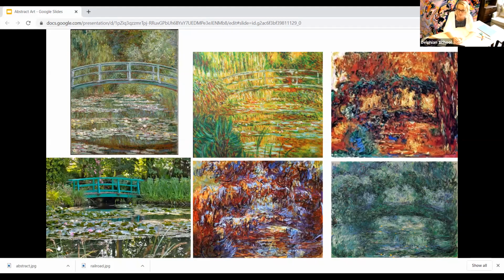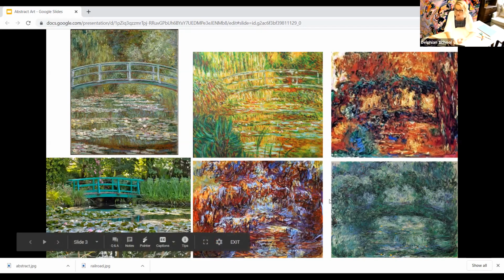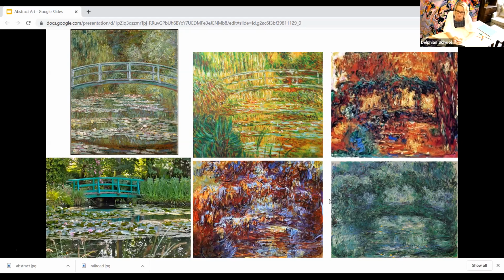So here in the bottom left-hand corner is a photograph of this bridge, and this bridge has been kept up. These are the water lilies, and it's a Japanese bridge at Giverny Garden. So he studied this bridge, he studied the water lilies, and he studied the colors. Of these paintings, the one right above the photograph looks a lot like the photograph in a way. It's definitely an impressionist painting, where it's not exactly lifelike and it's a little bit fuzzy.